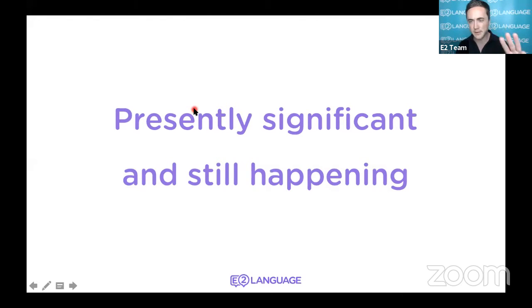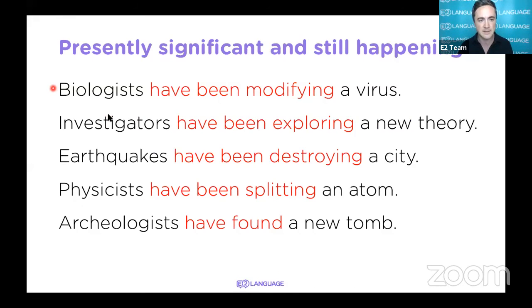Right, let's look at the third one. After we look at this one, we're going to compare them, put them side by side to see the differences in meaning. But before we do that, we need to do one more. This is the have been verbing: have been decreasing, have been developing, have been creating, have been seeing, have been watching, have been exploring. These ones are presently significant, same meaning as before, but there's an additional meaning, and that is that it's still happening. Okay, let's look at some examples.